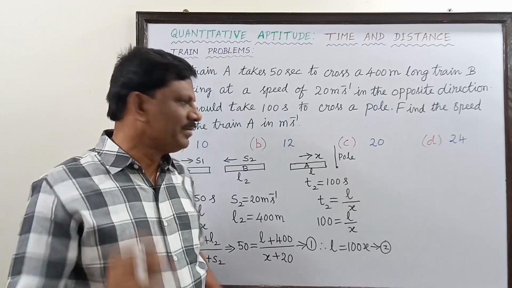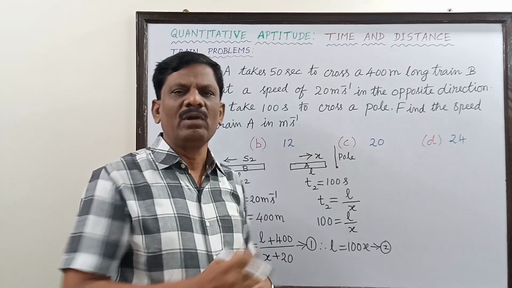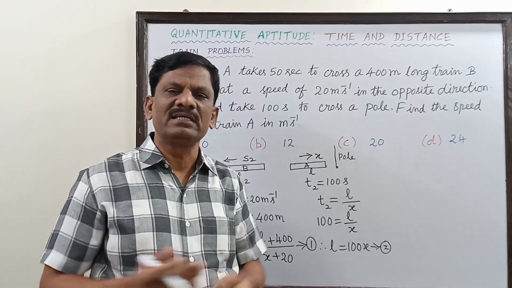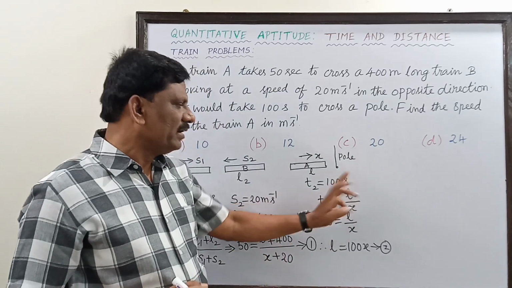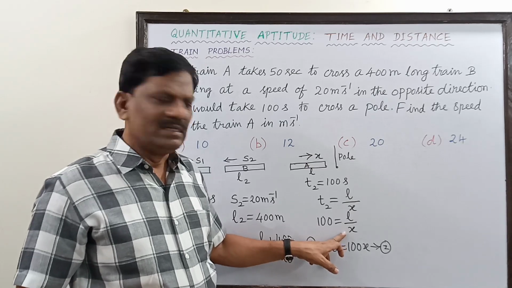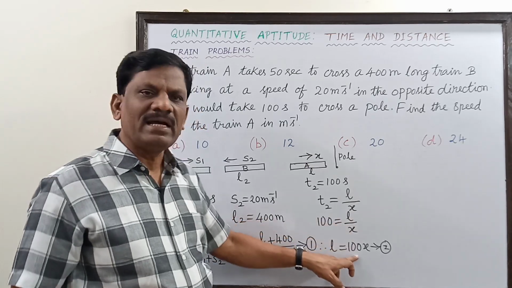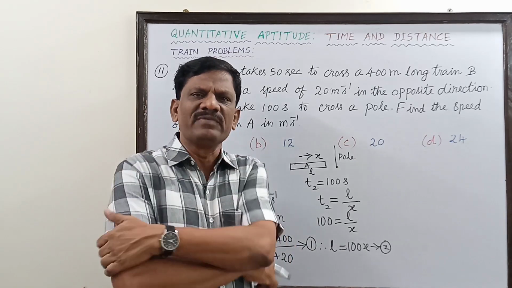In the second step, only the pole is a fixed object. So when the train crosses the pole, how much distance it should have covered is equal to the own length of the train. So L divided by its speed, which is not known, so L by x. So cross multiplying, L is equal to what? 100 times x is the second equation. Two equations we have framed.